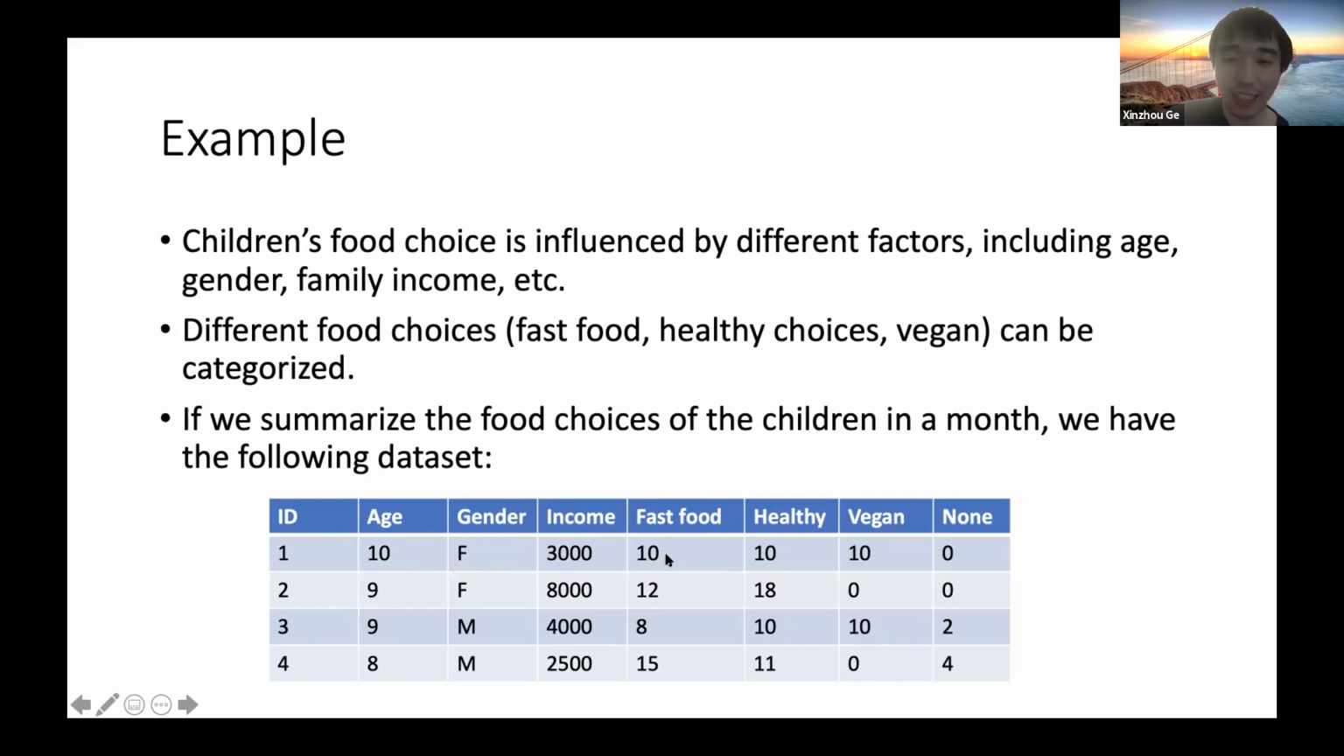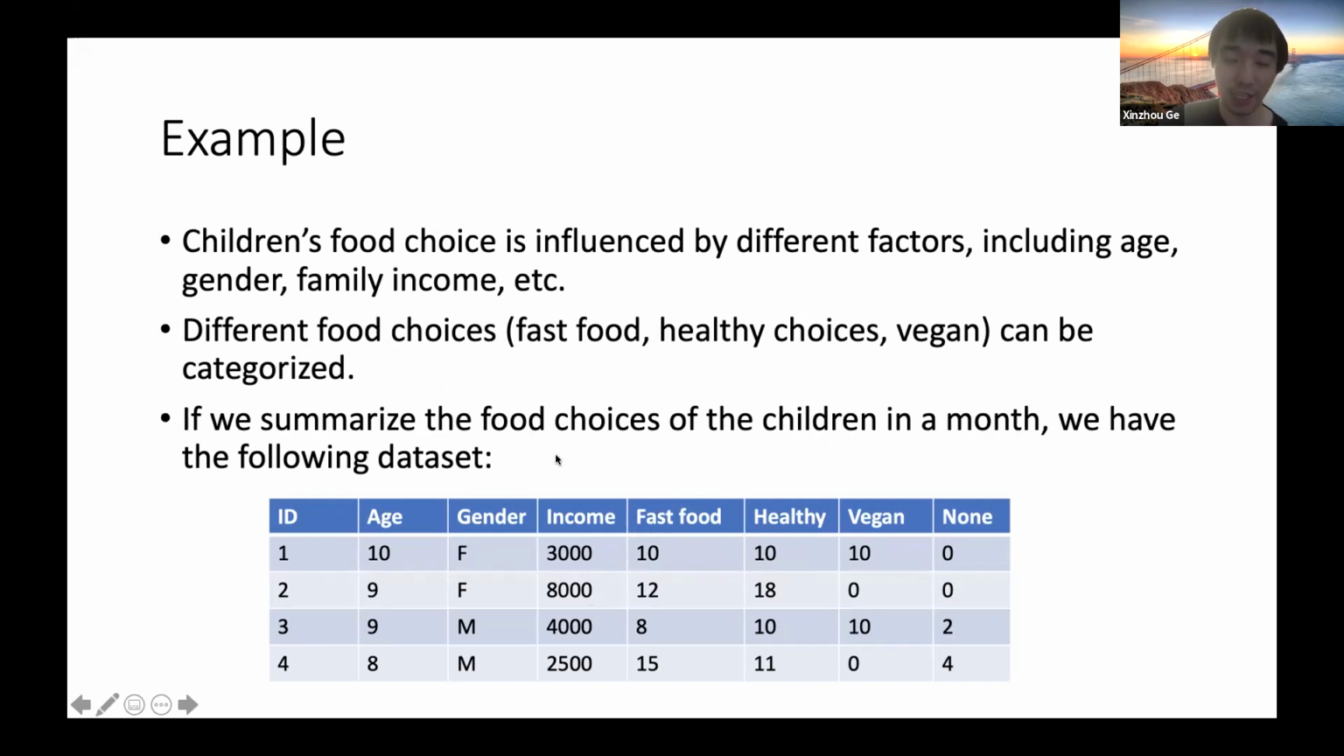So here, as we can see, each row of the data set, if we only look at the last 4 columns, the sum of these values will be 30, which will be the number of days in a month. So this is our data set, and from this data set, we want to infer whether the food choice are affected by these covariants: age, gender, and family income.